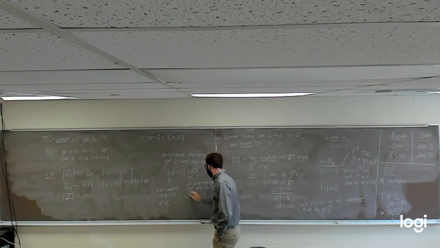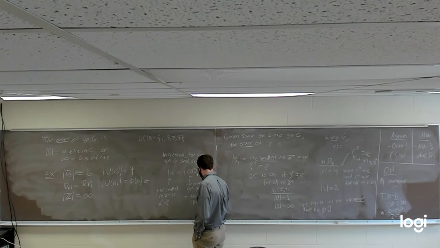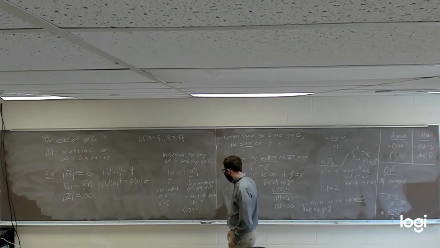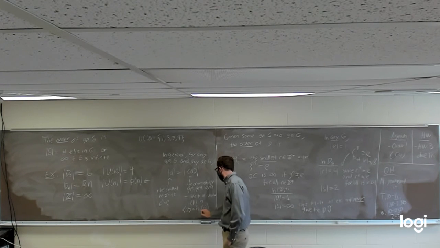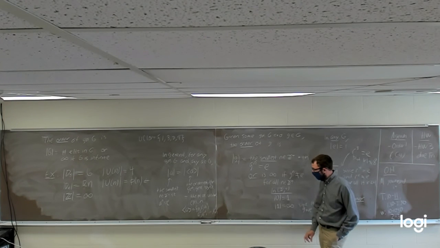In other words, it's the number of unique elements in the group generated by A, which if you remember, is going to be A squared, A cubed, etc., as well as A inverse, A to the -2, etc., and the identity element.